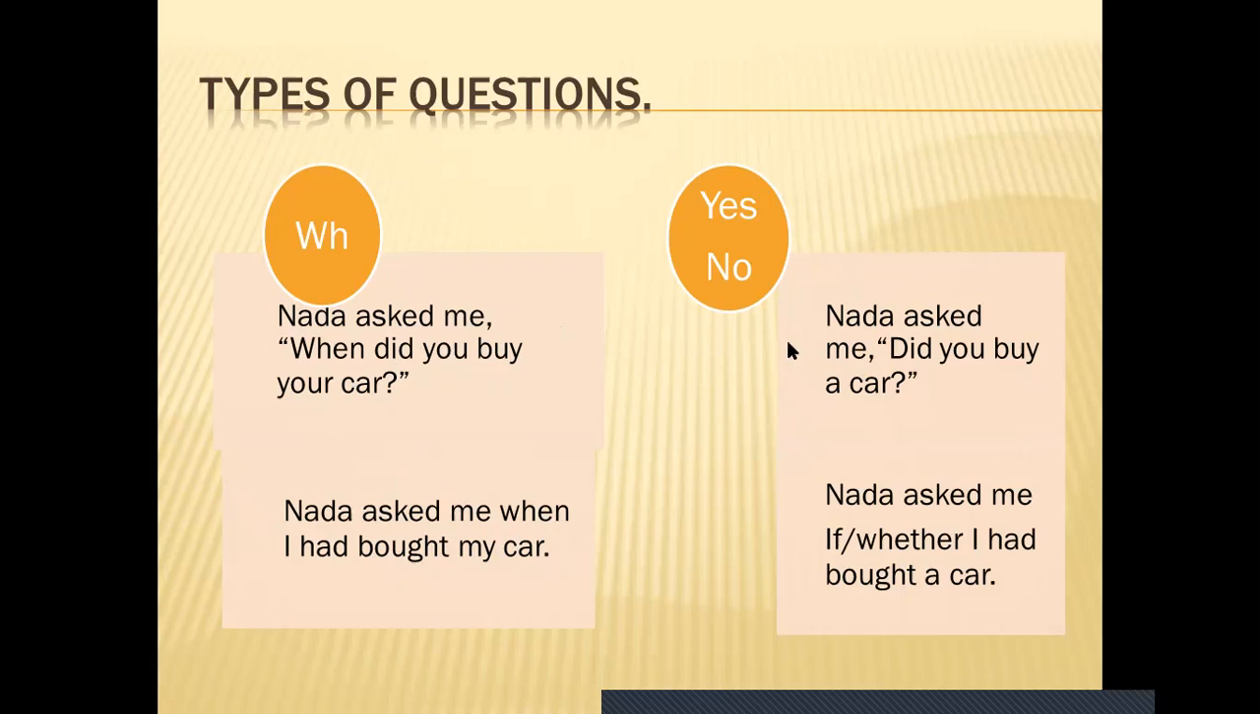Okay, it is not essential to write yes and no. It means we don't have a WH question. So what are we going to do? If we don't have a WH question, we are going to replace it with something. We will see. Nada asked me if or whether. Okay, why do we write if or whether? To tell the reader that it was a question, but because I have changed it from direct to indirect, I put a full stop. So I'm going to write if or whether.